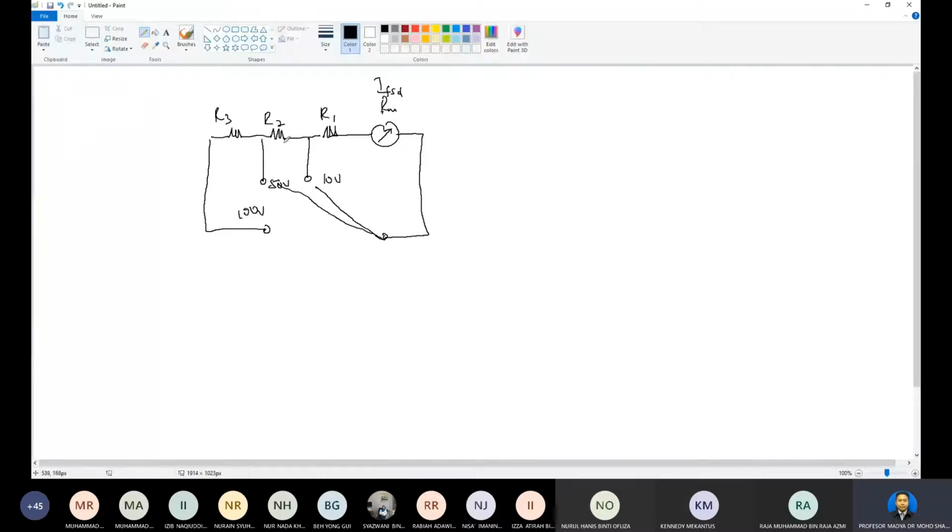Compare with figure 5B and 5A. If we connect to this one, normally R1 and R2 would be ignored because of the parallel. But here R1 and R2 will be in series. That's why if we connect to the 50 range, our total resistor here will be R1 plus R2.